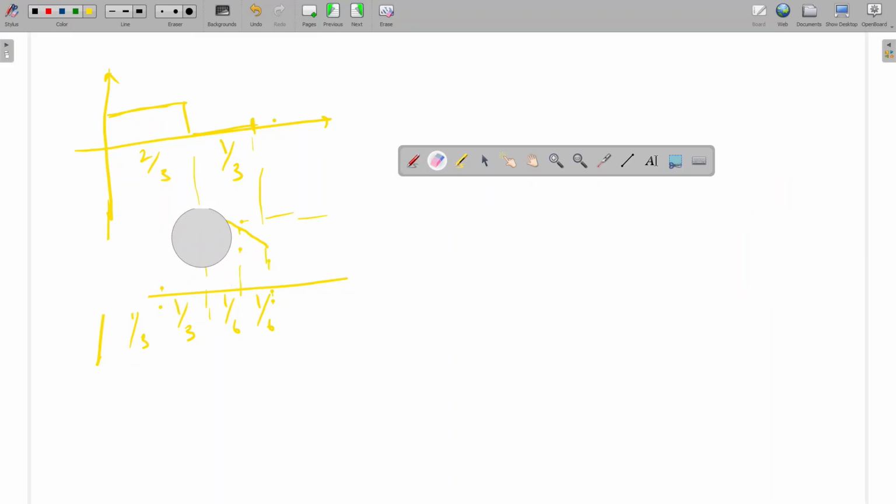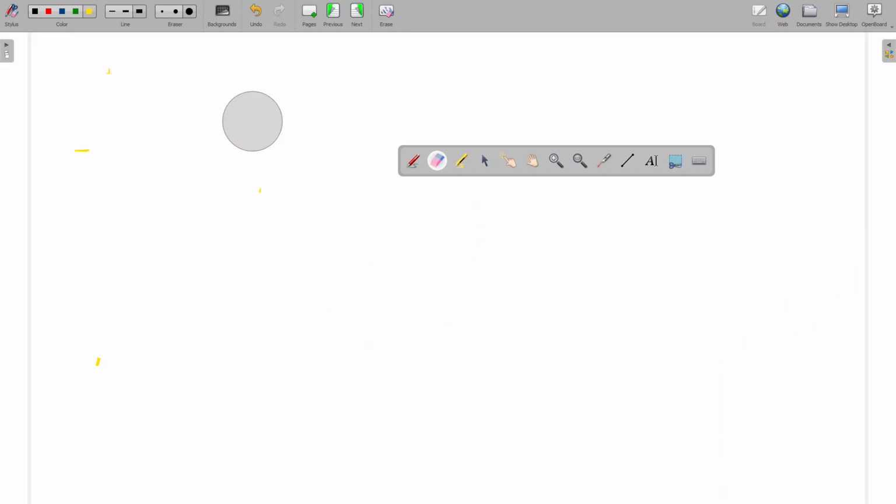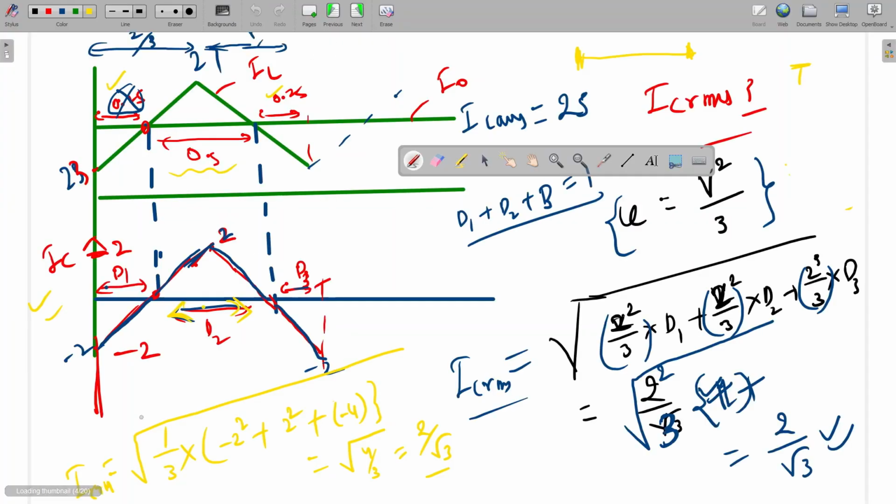One person has a doubt about how D1 plus D2 plus D3 is equal to 1. Is it clear or do I have to explain that again? Should I explain or is it clear? D1 plus D2 plus D3 equal to 1. Sir, why do you divide by 3? Where? Which one? This formula? This one?